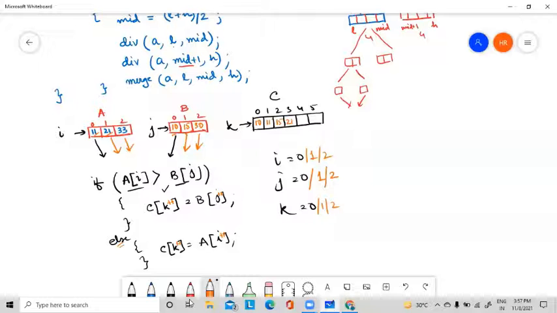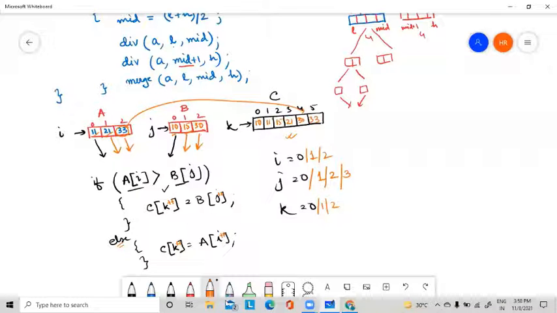Now 33 and 30 will be compared. Which one is smaller? 30. So 30 will be copied and J will be increased. Then only one element is left, and this will be copied into this position. So this is your sorted array. I hope it is clear how to perform the merging. This is the way you have to perform the merging operation.